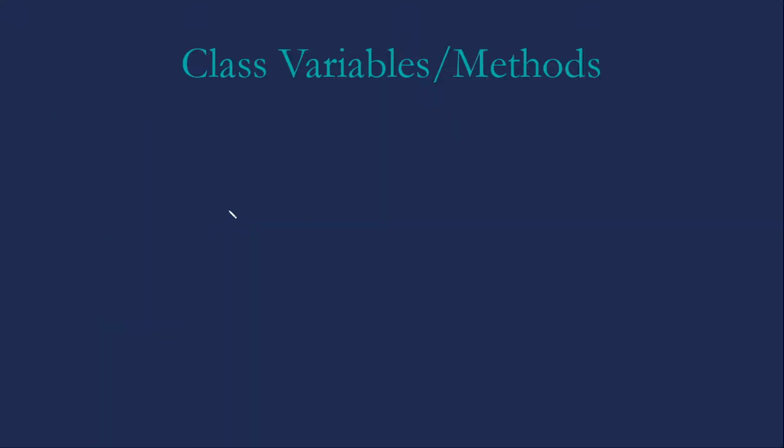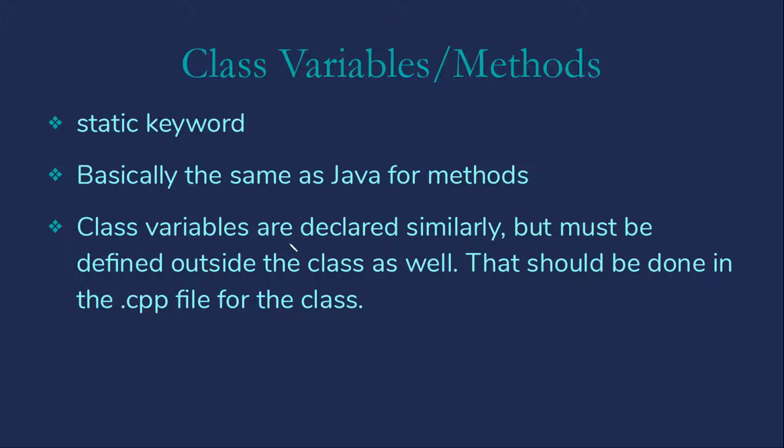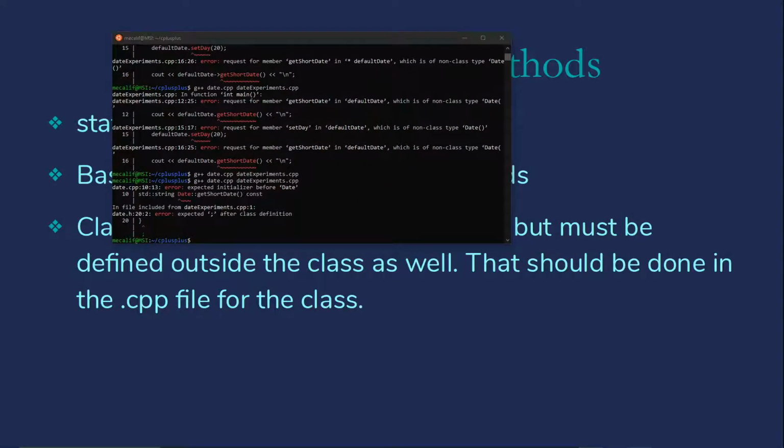I want to mention class variables and methods. So this works a lot like it does in Java in a lot of ways. It uses the static keyword just the same as Java does. And for methods, it's the same. Class variables, on the other hand, are declared similarly, but they have to also be defined outside the class. In general, you need to do that in the .cpp file for the class, because you don't want to make copies of this declaration.